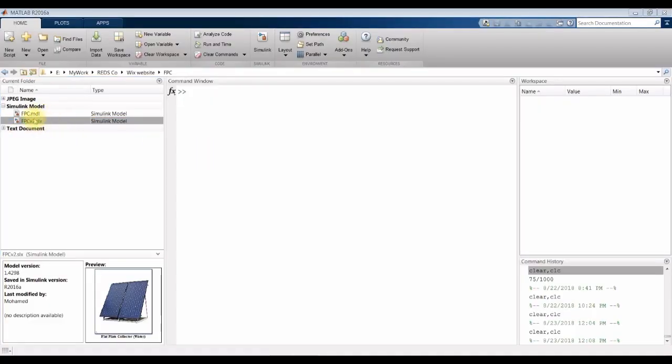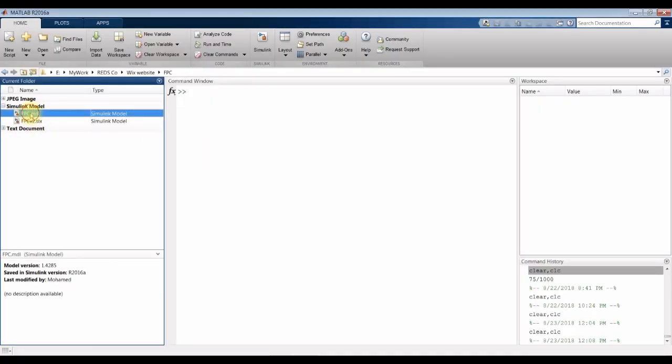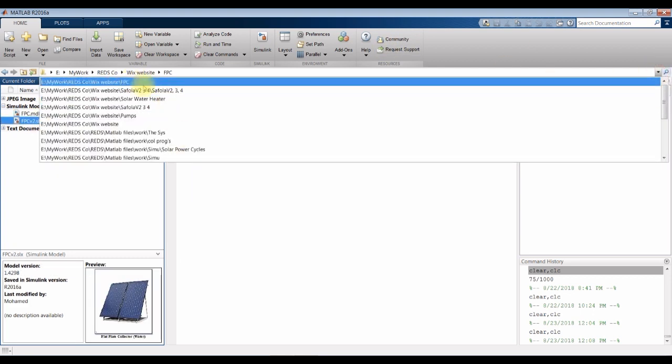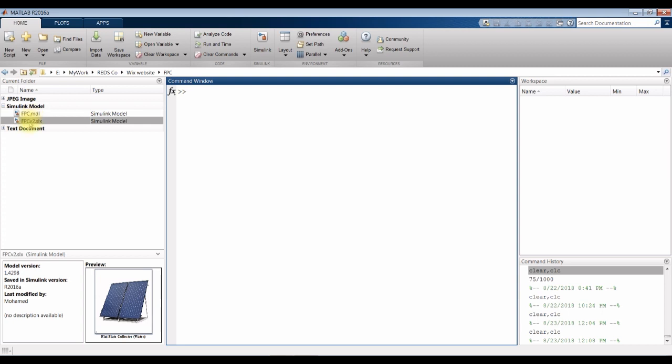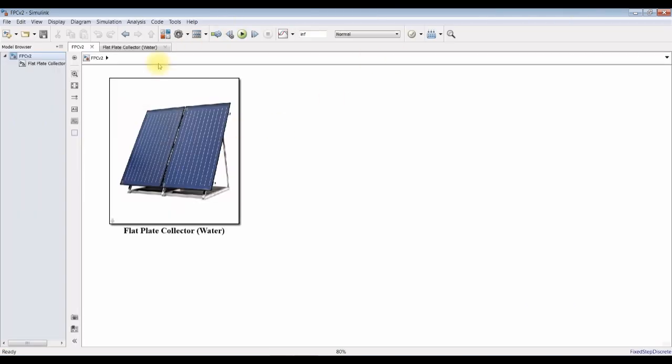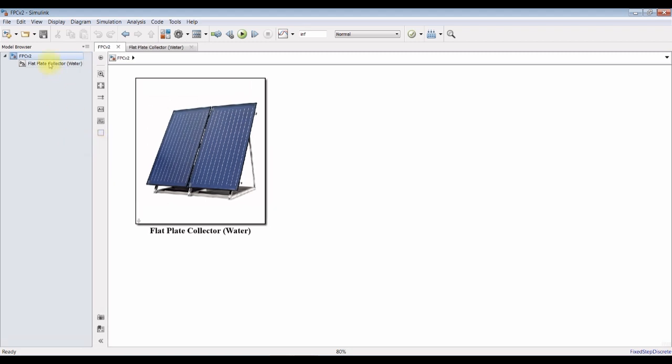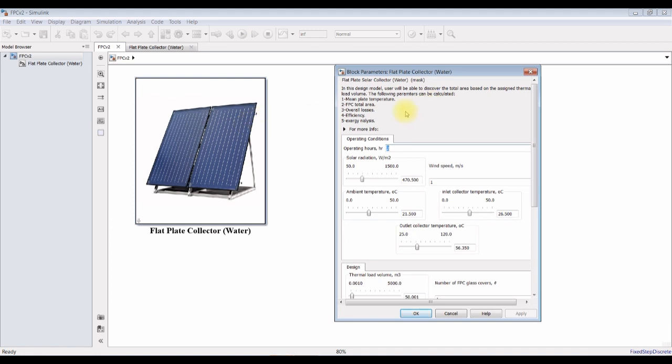Your model should appear like this. For the flat plate collector model, go to your destination folder. Okay, I'm double clicking. Okay, this is our model, the flat plate solar collector. We have to assign some inputs.